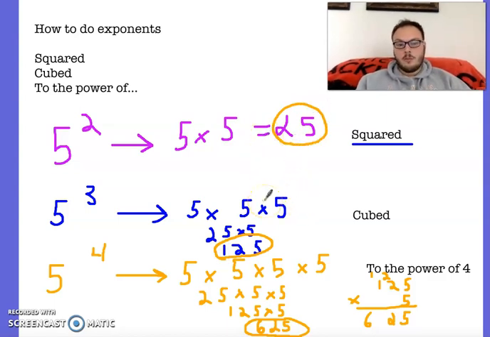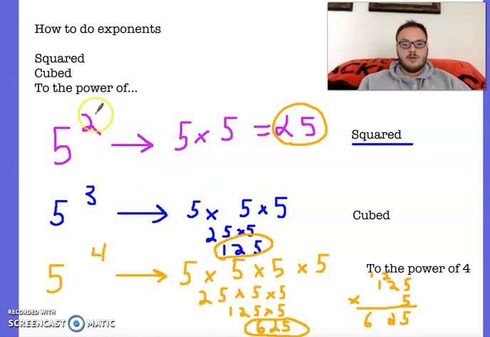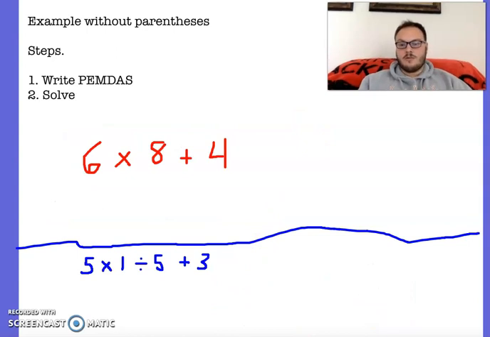So we'll be working a little more with exponents, but this is just a quick view of how to do it. So remember, my exponent is how many times I should see that number. But let's go ahead and get to the actual order of operations. So I've got some examples without the parentheses, and our step one is always going to be writing PEMDAS until we get it memorized, because this is going to help me keep everything lined up.